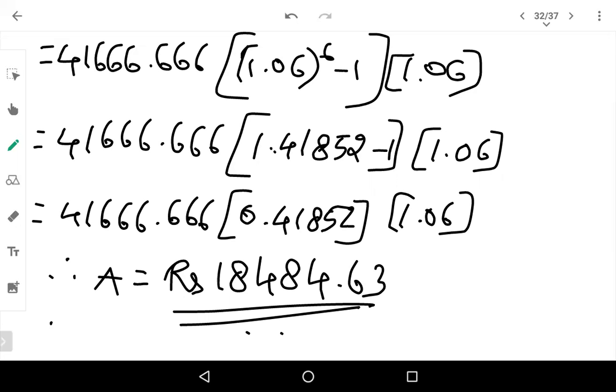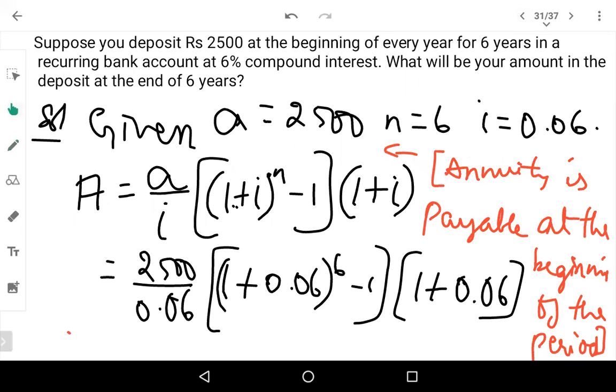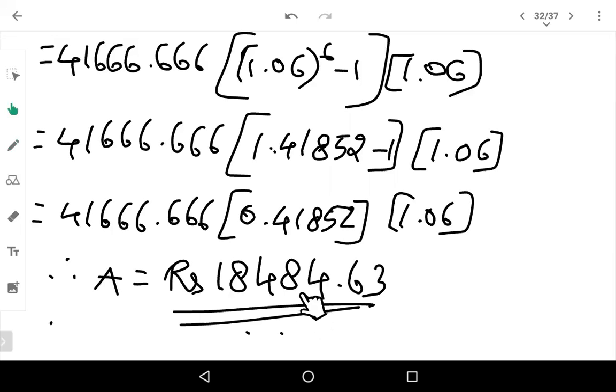Now, since it is in the beginning of the year, the only change in the formula is multiplying this 1 plus i at the end of the formula. If it is at the end of the period, the formula will only be for this. And now, since it's the beginning of the year, the formula should be multiplied with 1 plus i. So, at the end of the sixth year, the recurring deposit will have 18,483 rupees 0.63 paisa. So this will be the answer for this complete question. I hope everybody understood.